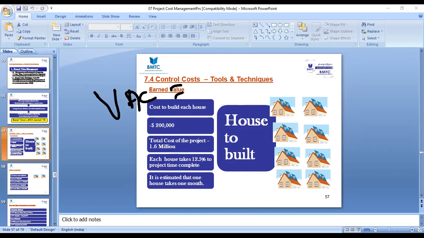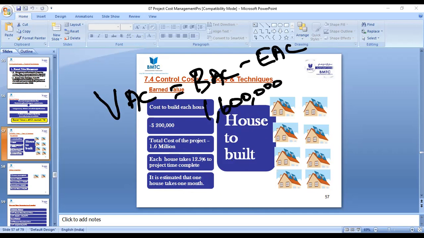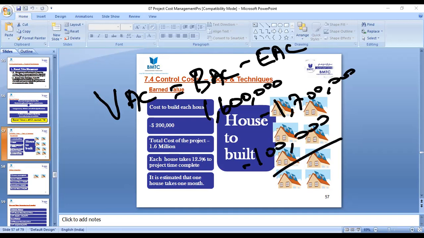Now, there's one formula for variance at completion. The variance at completion formula will be BAC minus EAC. So what is our BAC? It's 1.6 million, right? 200,000 we're going to spend for one house, and we're going to build 8 houses, 1.6. What is our EAC? We have taken 1.7, right? So what is your variance at completion? Minus 100,000, right? Good or bad? Bad.